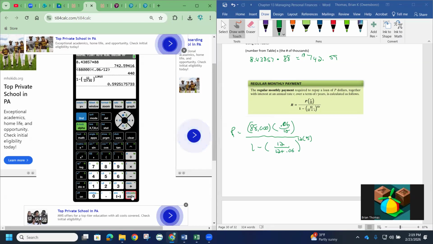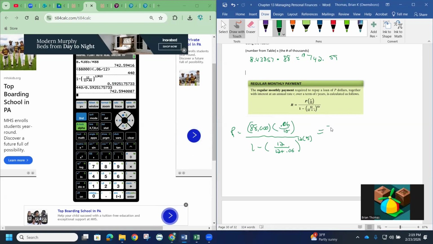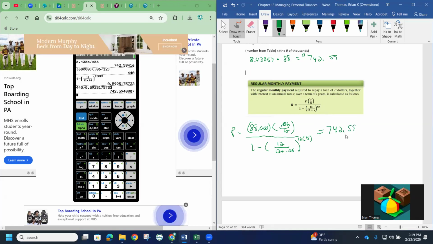Oh, I forgot, oops. I've got to put the two together. So I've got to go 440 divided by this. If I highlight the 440, hit enter, and then divide by, go up there and hit the 0.59 number, hit enter again, copy and paste, if you will. Now hit enter. So it does give me the 742.59. Notice how the table is a lot quicker than trying to put that into the calculator.